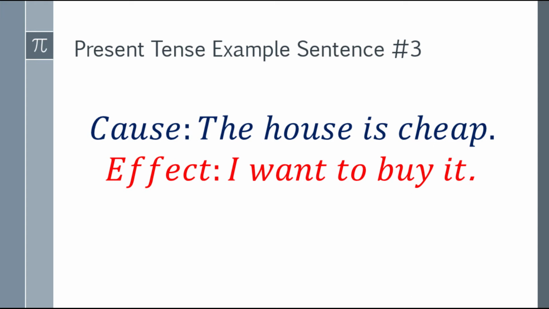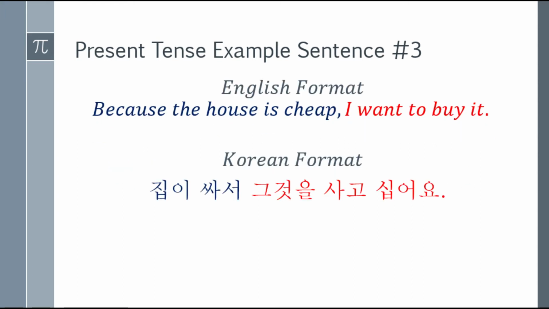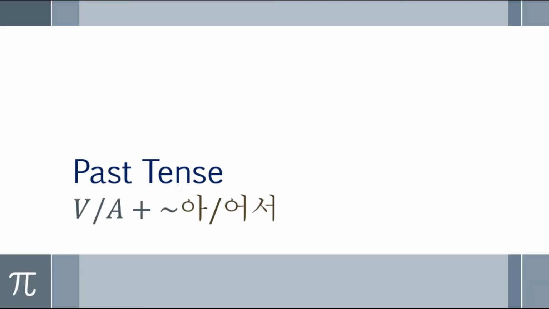The cause here is the house is cheap. The effect is I want to buy it. So in English format, I want to buy it because the house is cheap. In Korean format, that will be 집이 싸서 그걸 사고 싶어요. The house is cheap, so 집이 싸서, 싸다, 싸서. 그걸 is it, and 사고 싶어요 is want to buy.